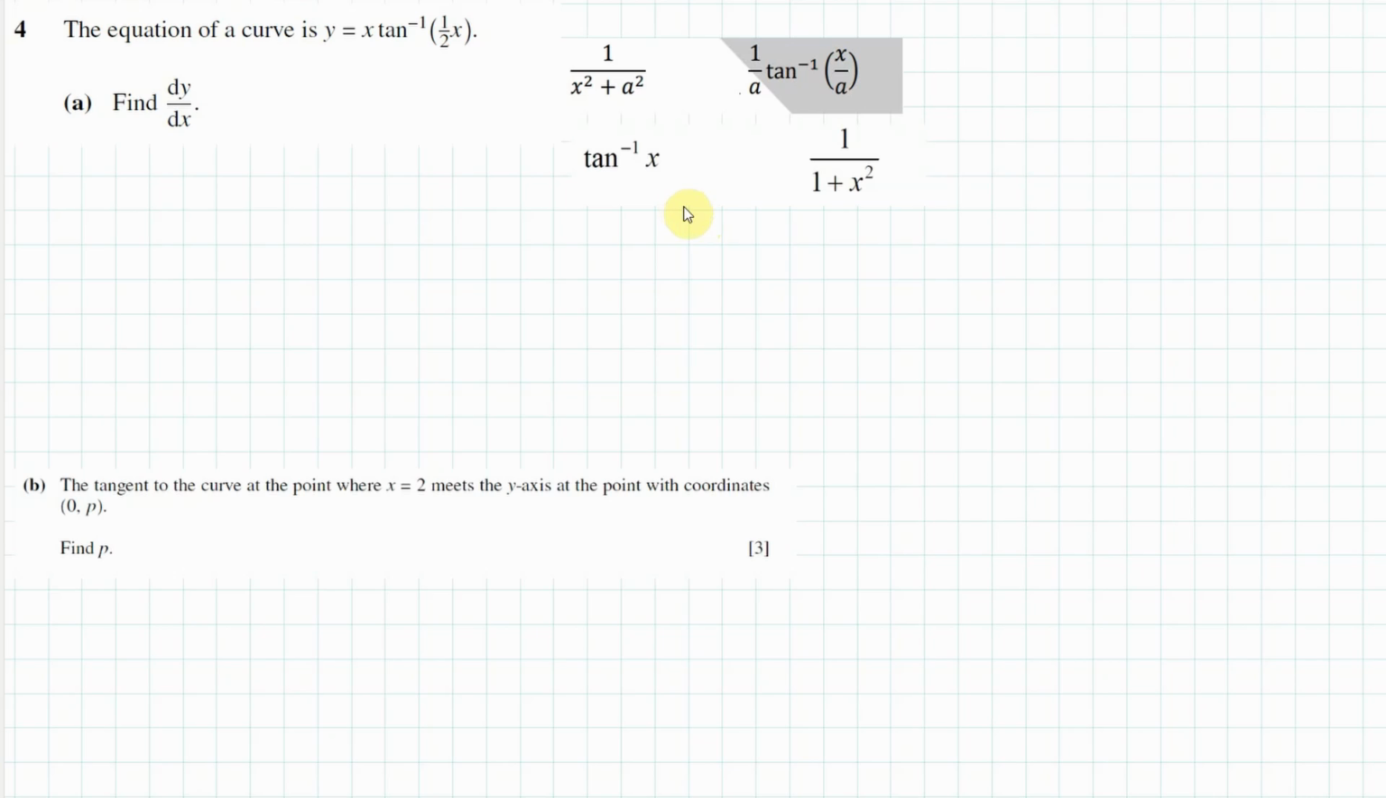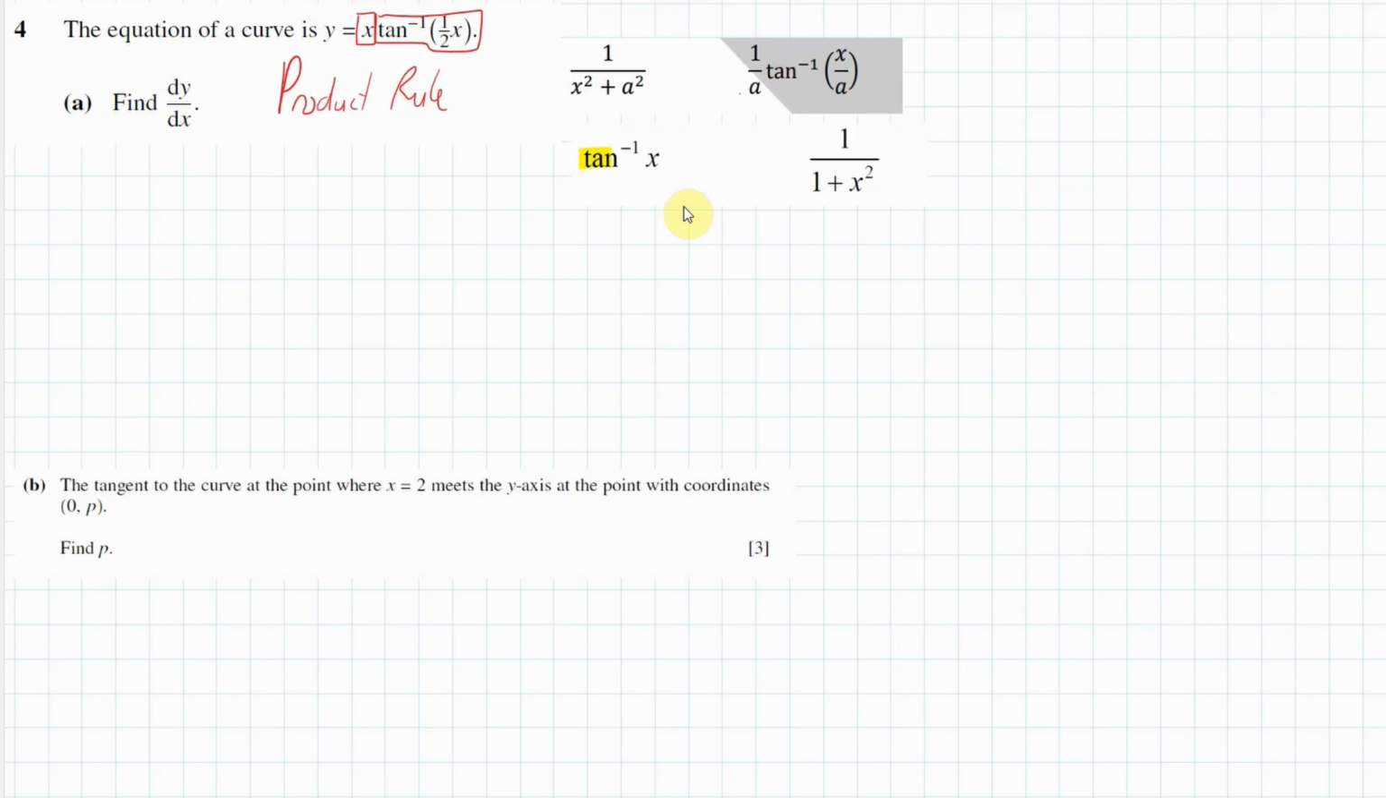Now, the first thing to realize is that you are using the product rule for differentiation, because you can see, I hope, that you've got this x, which is multiplied by this other item here, which is in terms of x as well. So you're going to use the product rule. And in addition to that, we've got this inverse tan business.